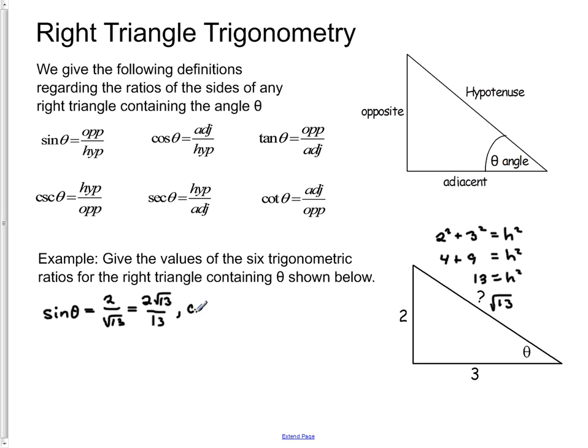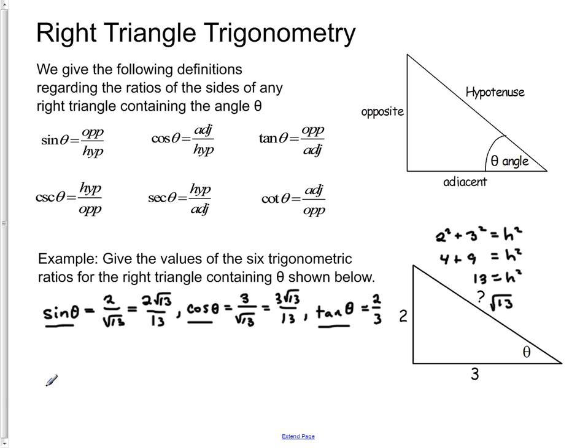Similarly, for the cosine of our angle theta, we take the adjacent side, which is 3, over our hypotenuse, so 3 over the square root of 13. That simplifies, when we rationalize the denominator, to 3 times the square root of 13 divided by 13. And finally, the tangent of the given angle theta, opposite over adjacent, gives me 2/3. Those are the three basic ones that most people remember.